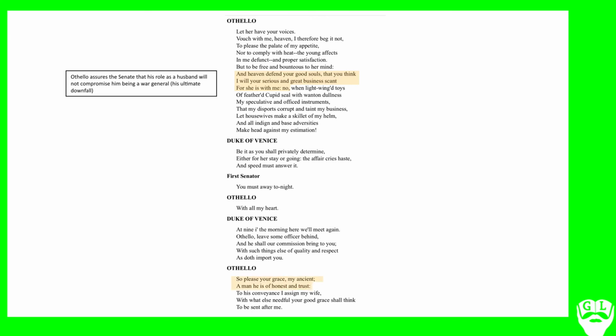Then Othello says, "So please your grace, my ancient, a man he is of honesty and trust." Honest and trust. Notice how he refers to Iago there as my ancient. Iago is the loyal and dependent person who's been able to trust him for a long time. The word ancient demonstrates how far back Iago and Othello go, but also demonstrates how easy it will be for Iago to simply manipulate Othello.